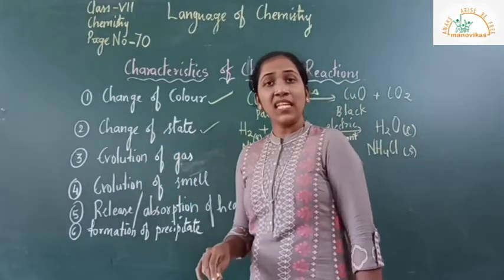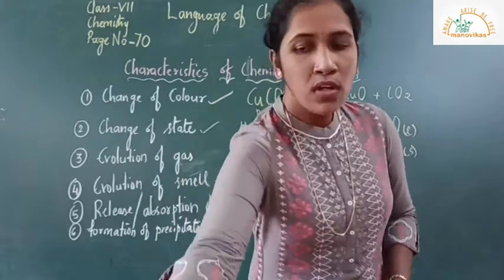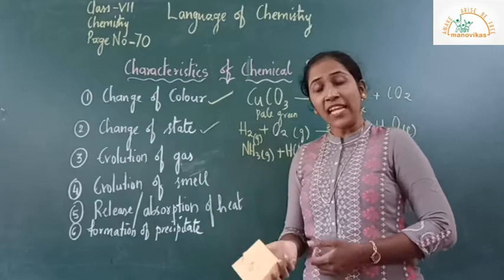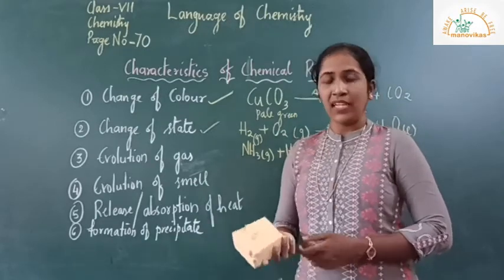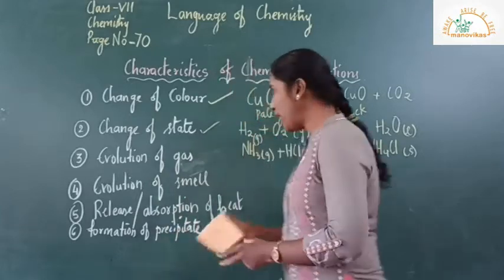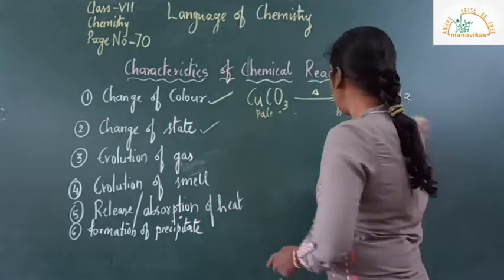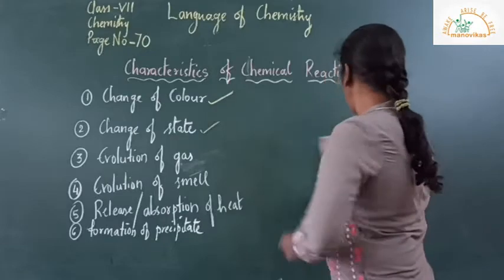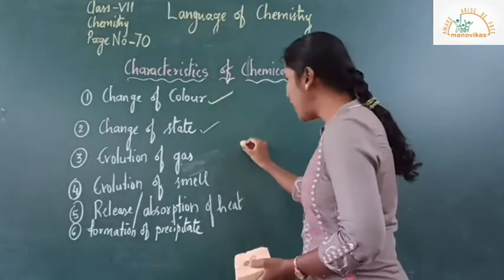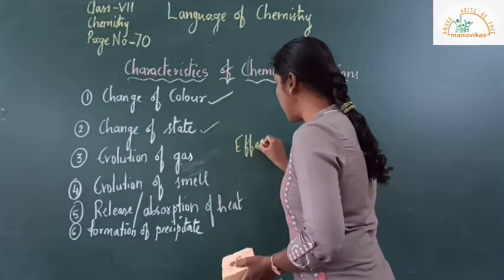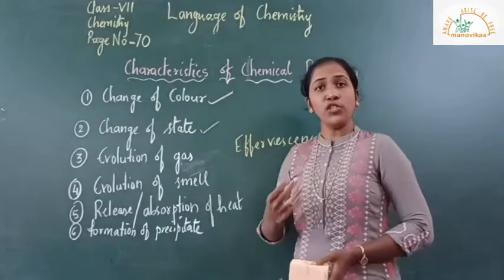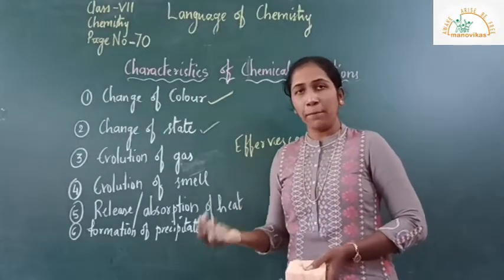Third one is evolution of gas. Now, what do I mean by this evolution of gas? Certain chemical reactions take place with the evolution of gas. That is, the gas is being evolved out in the form of bubbles. Okay? So when a gas is evolved out in the form of bubbles, we call it effervescence. Okay, that is the evolution of gas in the form of bubbles.